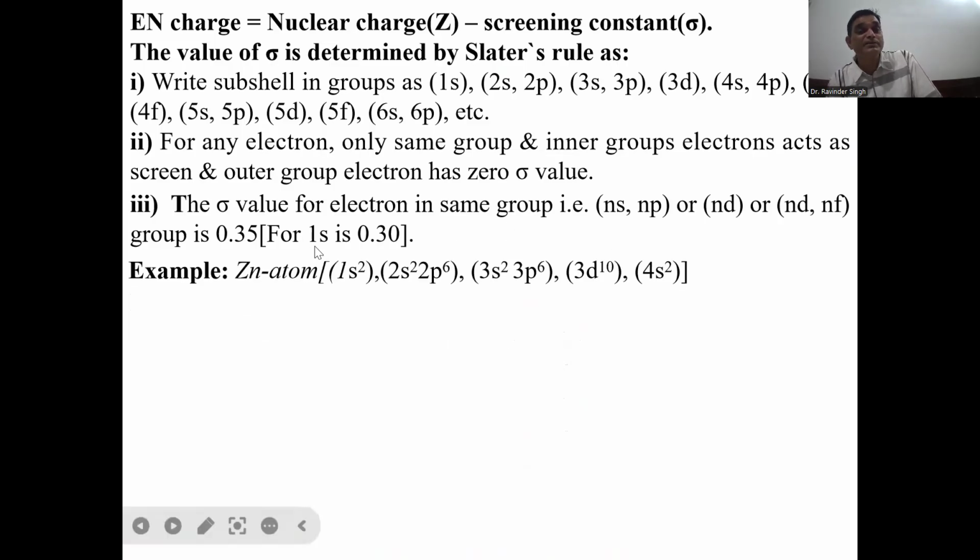Next is an exception here, about the 1s. For example, if the question is asked in that way, that what is the effective nuclear charge experienced by a 1s electron, then if you look at it, you feel that here is the nucleus and the first shell is just 1s, so there would be direct attraction of the nucleus for the 1s electron.